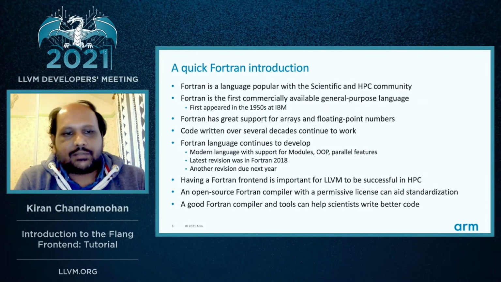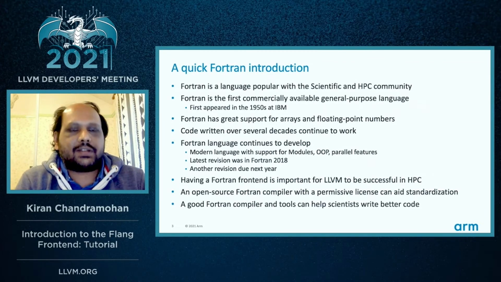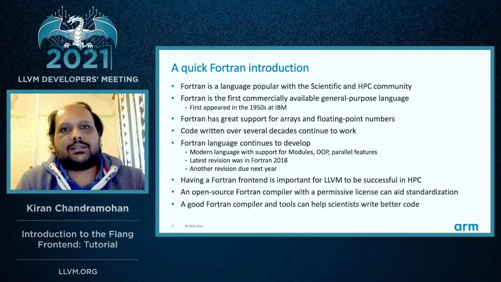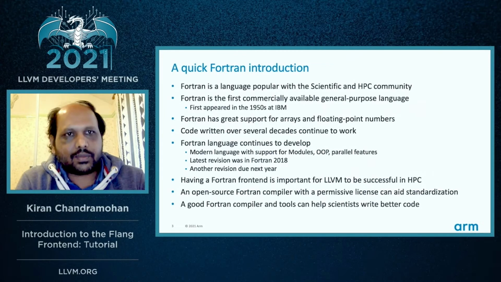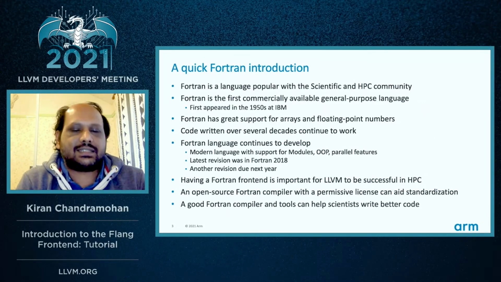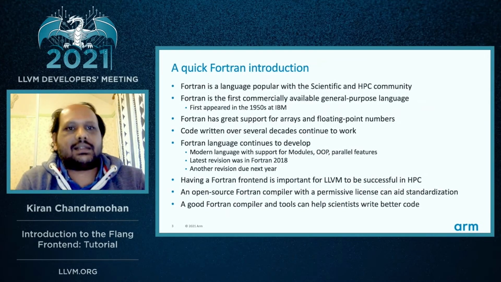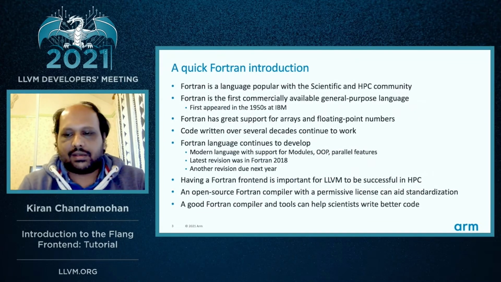From the LLVM point of view, having a Fortran frontend for LLVM is important to be successful in HPC. On the other hand, a good high-quality open-source Fortran compiler with a permissive license can aid standardization. People can prototype the features before they go into the standard. Also, the availability of a good Fortran compiler and tools can help the scientists write better code.